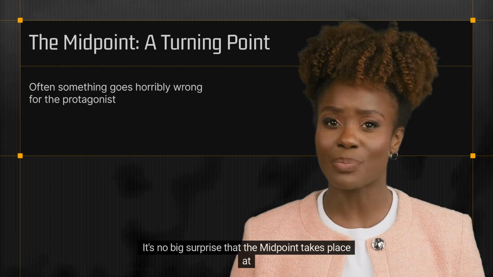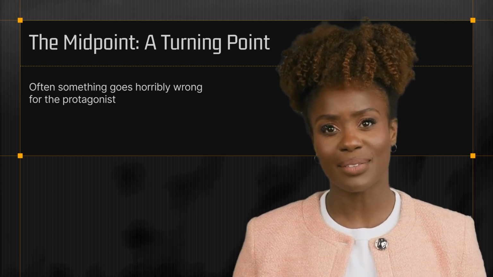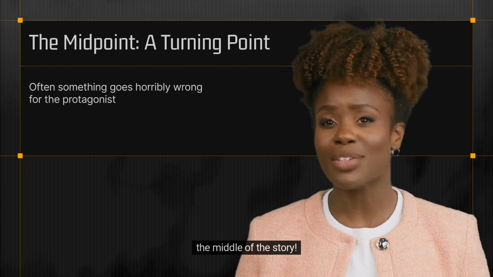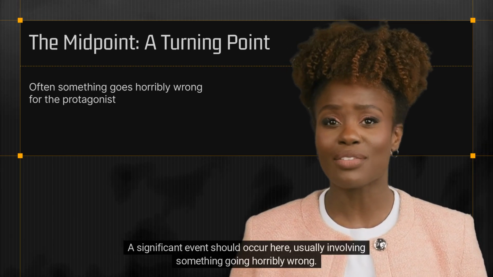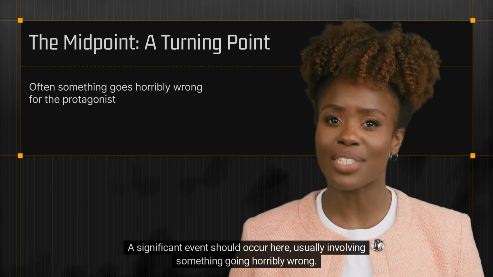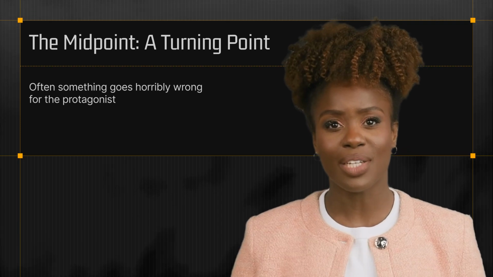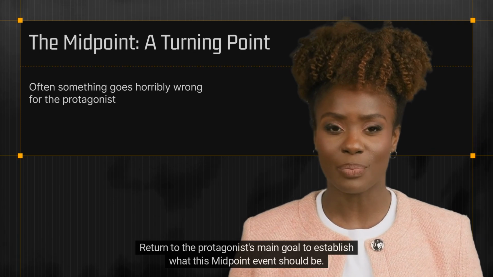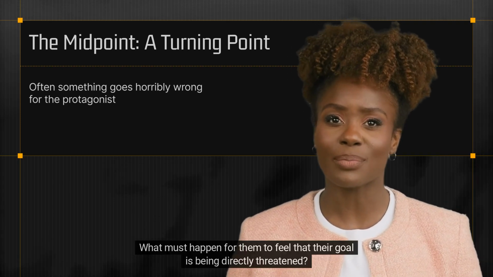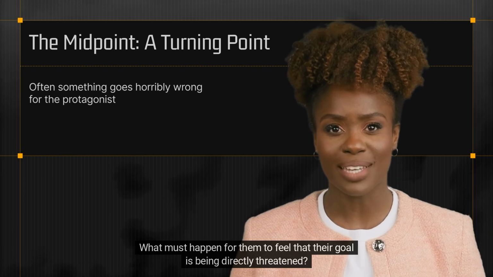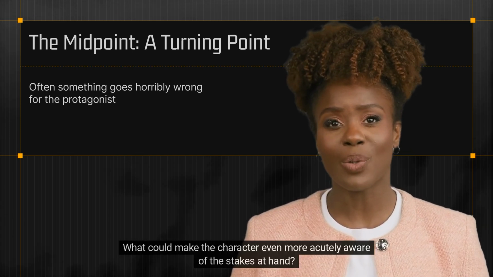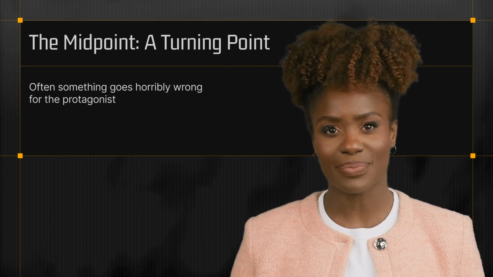It's no big surprise that the midpoint takes place at, drumroll please, the middle of the story. A significant event should occur here, usually involving something going horribly wrong. Return to the protagonist's main goal to establish what this midpoint event should be. What must happen for them to feel that their goal is being directly threatened? What could make the character even more acutely aware of the stakes at hand?